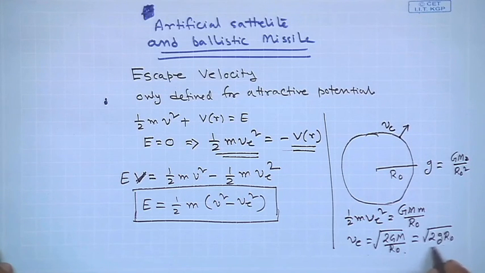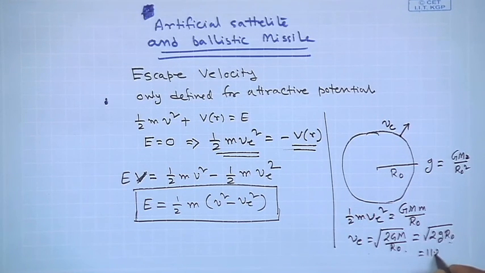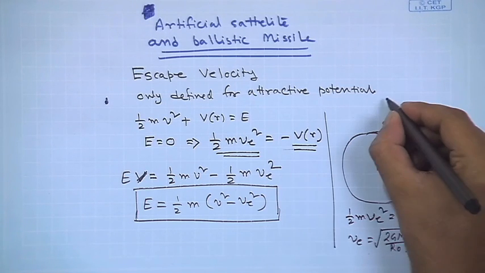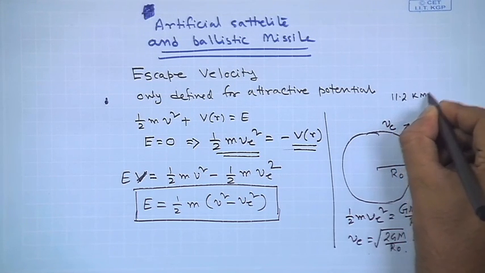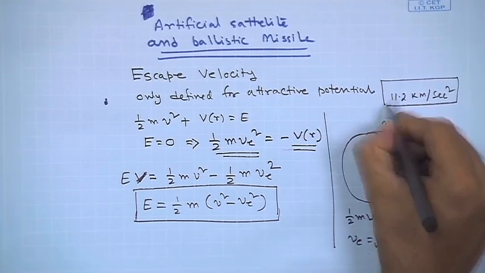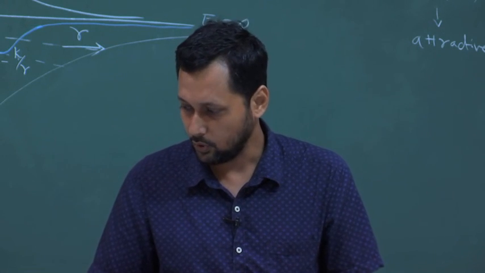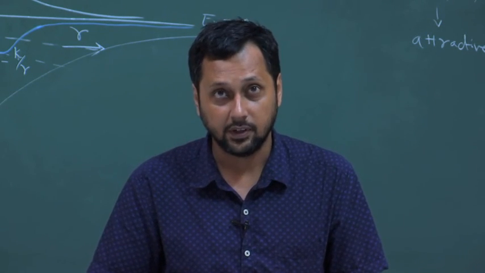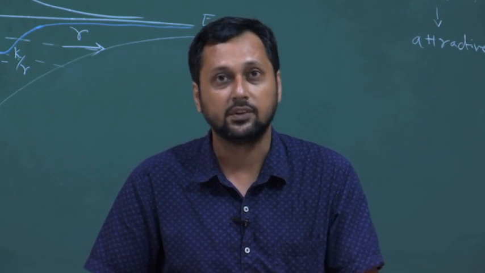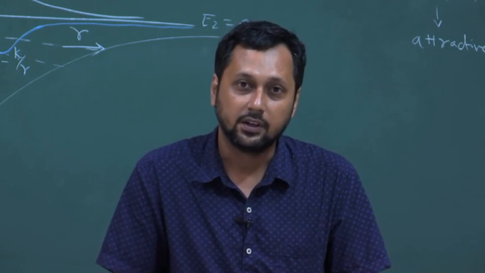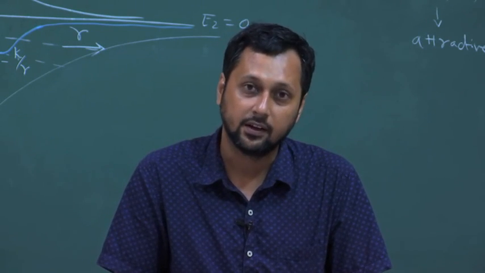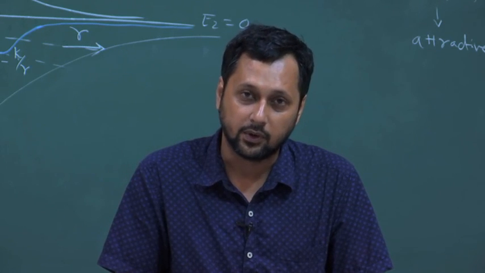Now, the value of this, as we know, on Earth's surface, if we put g equal to 10 meters per second square and 6400 kilometers for Earth's radius, it will be something around 11.2 kilometers per second. Okay. So, this is the discussion of escape velocity, and from this, after the interval, we will go on to write a different expression for eccentricity, and from there we will see what is the particular condition at which a circular orbit can be achieved for an artificial satellite, what are the conditions for an elliptical orbit, and what is the condition for a ballistic missile.